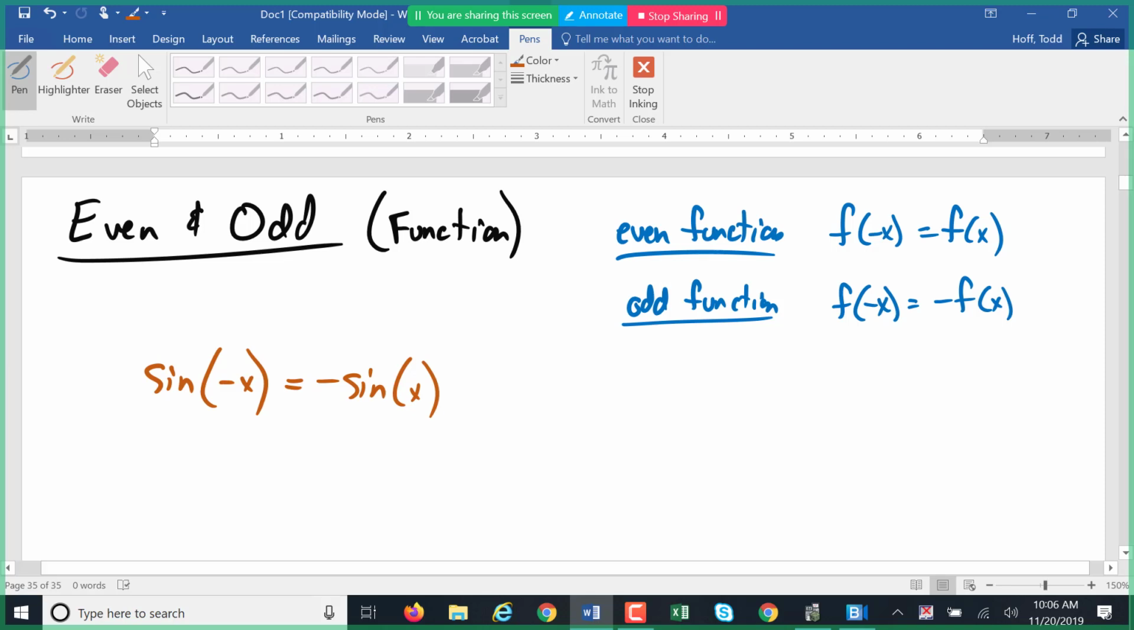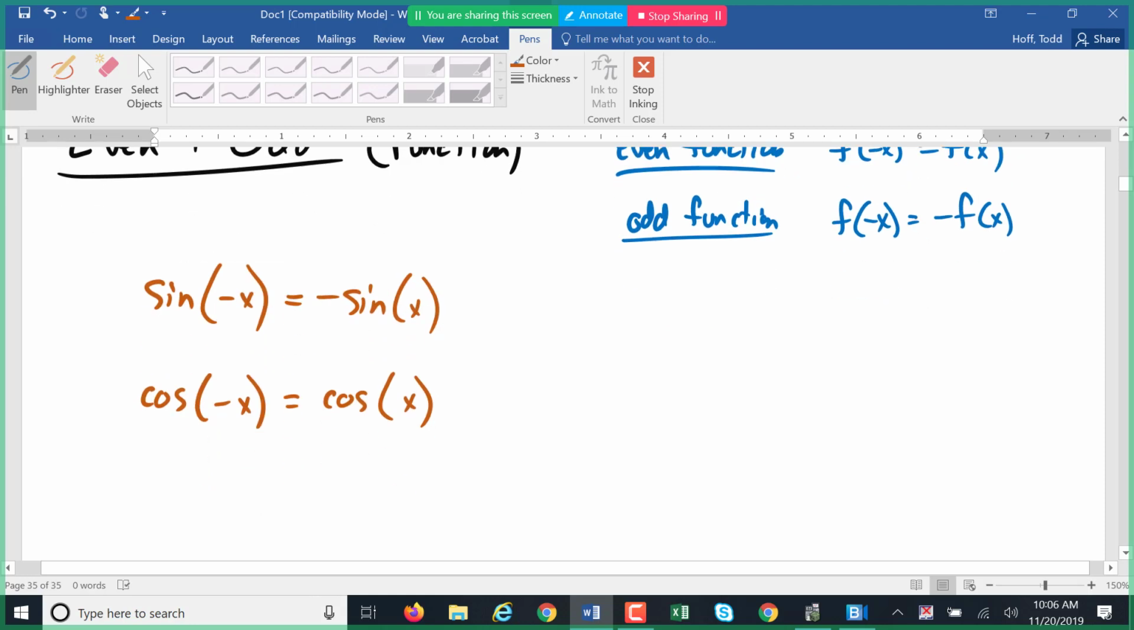Sine x is an odd function. It is symmetrical about the origin. The cosine of negative x, however, is equivalent to the cosine of x. Cosine is an even function. It is symmetrical about the y-axis.